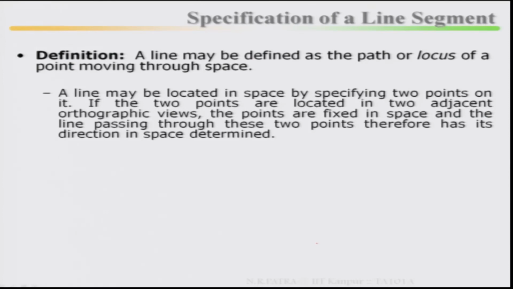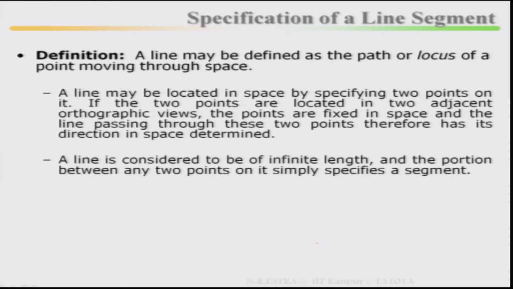A line may be located in space by specifying 2 points on it. If the 2 points are located in 2 adjacent orthographic views, the points are fixed in the space and the line passing through these 2 points therefore has its direction in the space determined.